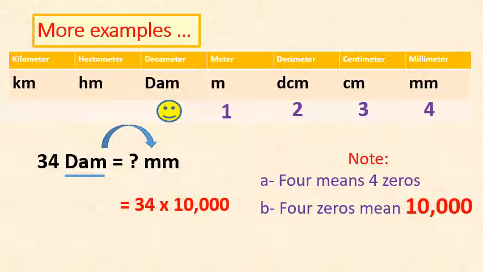So the answer is going to be 340,000. How did we write the answer? So first of all, put 34, then count how many zeros? 1, 2, 3, 4 zeros, and put them next to the 34.